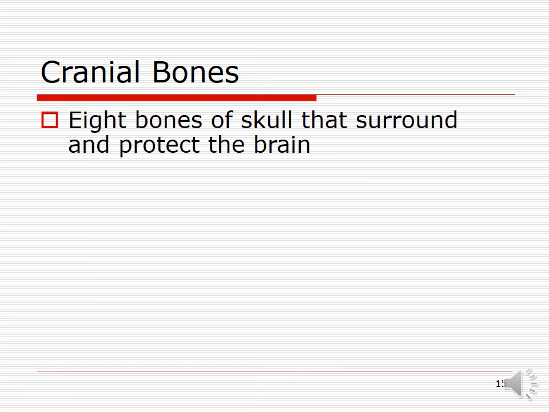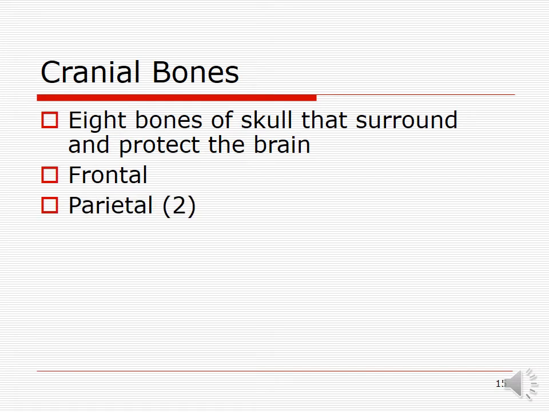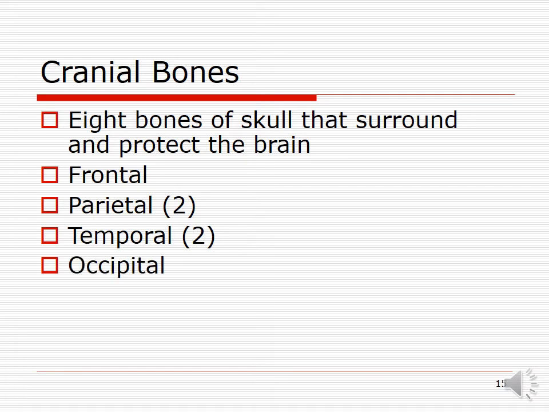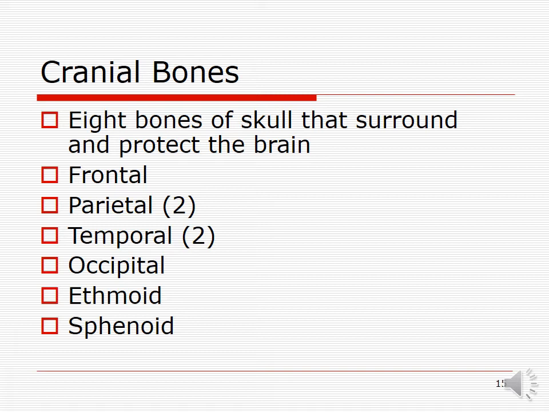So when we think about the different bones and the different parts of the skeleton, the cranial bones are the bones that make up the skull. There are 8 bones of the skull. This is going to surround and protect the brain. We call them the frontal bone, the parietal bone, temporal bone, the occipital bone, and then the ethmoid and sphenoid bones. And if you look in your book, you'll be able to see pictures of those different bones.